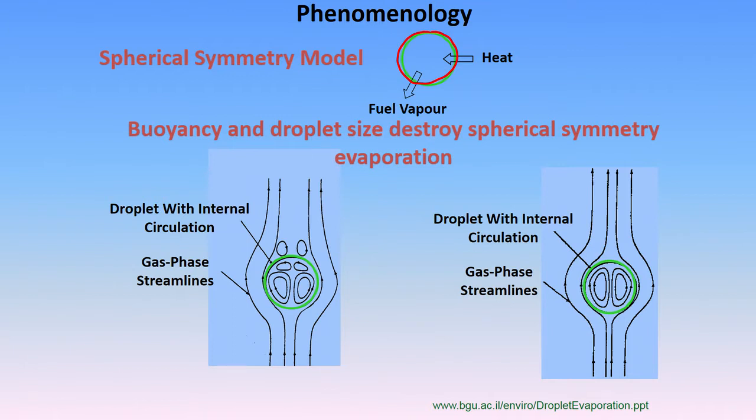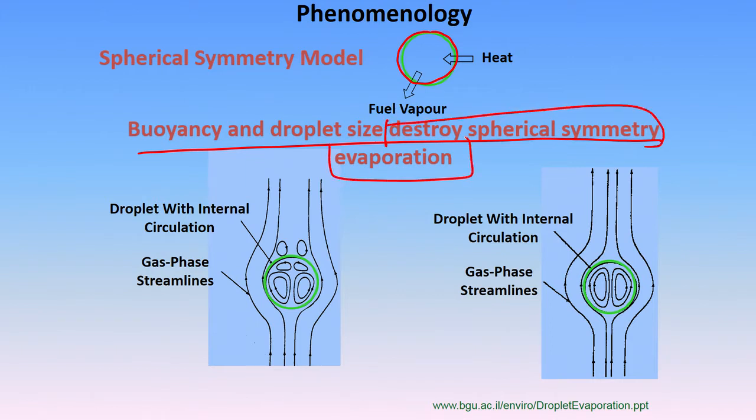However, this does not happen when you actually have a flow around the droplet. That flow could be due to natural circulation, it could be due to forced circulation also. You are going to destroy the spherical symmetry that is associated with the evaporation.